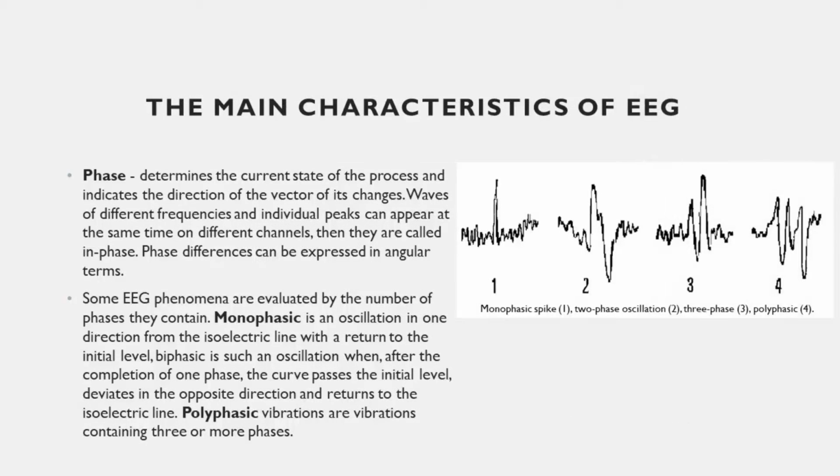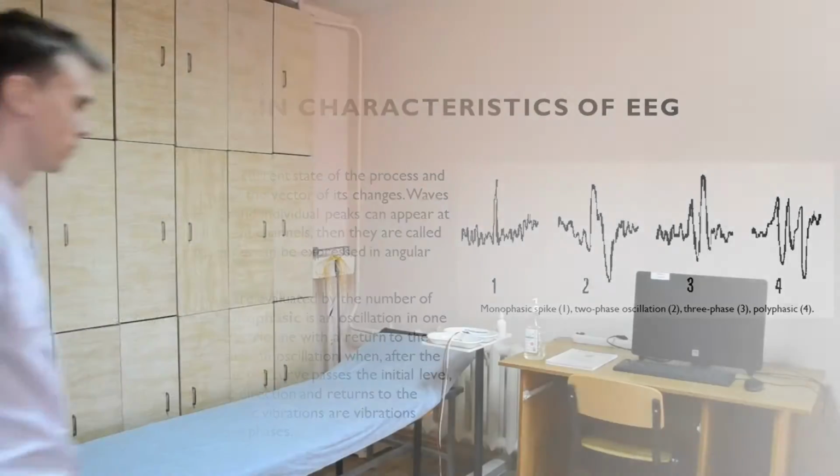The next characteristic is the phase, which determines the current state of the process and indicates the direction of the vector of its changes. Waves of different frequencies and individual peaks can appear at the same time on different levels. Then they are called in phase.